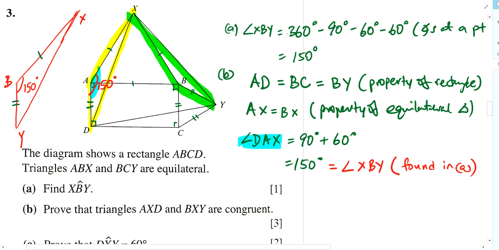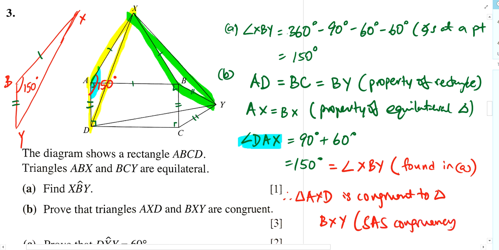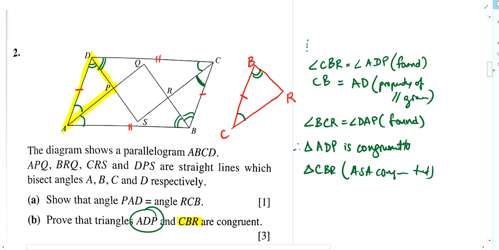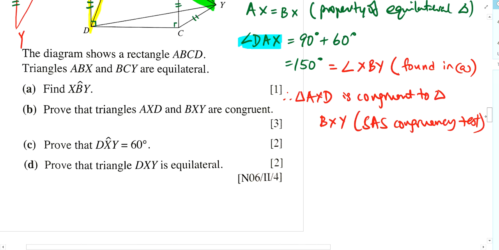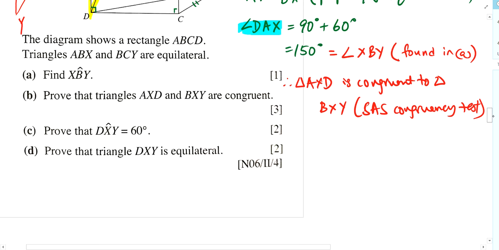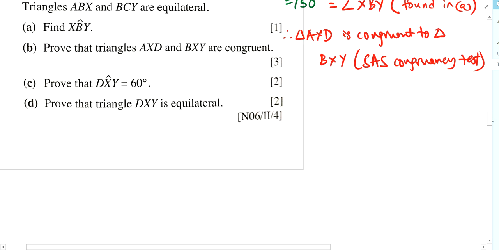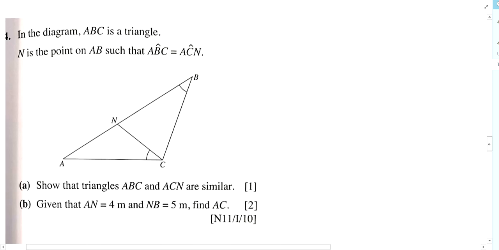Do you have sufficient information to prove that they are congruent triangles? Okay, so triangle AXD is congruent to triangle BXY. SAS congruency test. Get it? Okay, so in these three examples, we've done ASA, SAS. So we haven't seen SSS and RHS. Yeah, there are two more questions, which is not my focus today. Okay, next one will be on similar triangles.